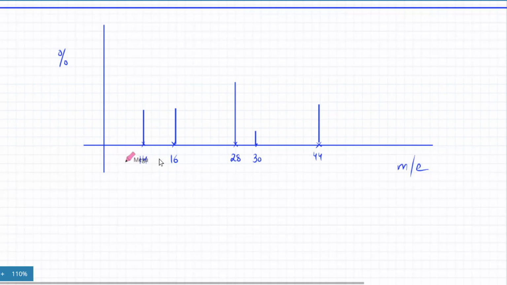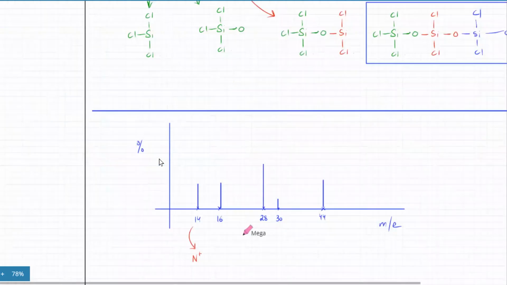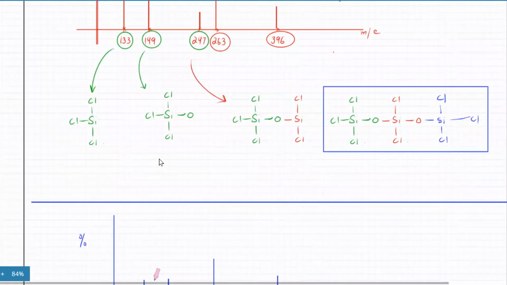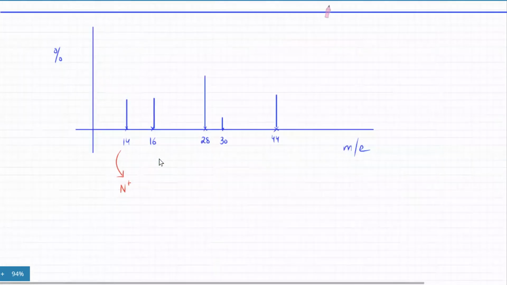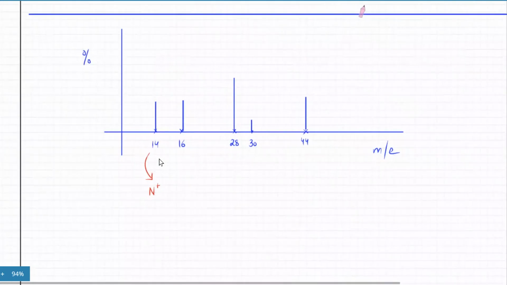You have to look at the periodic table. So what is 14? You should remember. 16 is oxygen, 14 is nitrogen. So it's a fragment of nitrogen. Okay, remember one thing: whenever you talk about fragments, put a positive charge, because you're detecting positively charged fragments. Whenever you write this on paper as well, make sure you put a positive charge on that. So anyway, 16 is oxygen.